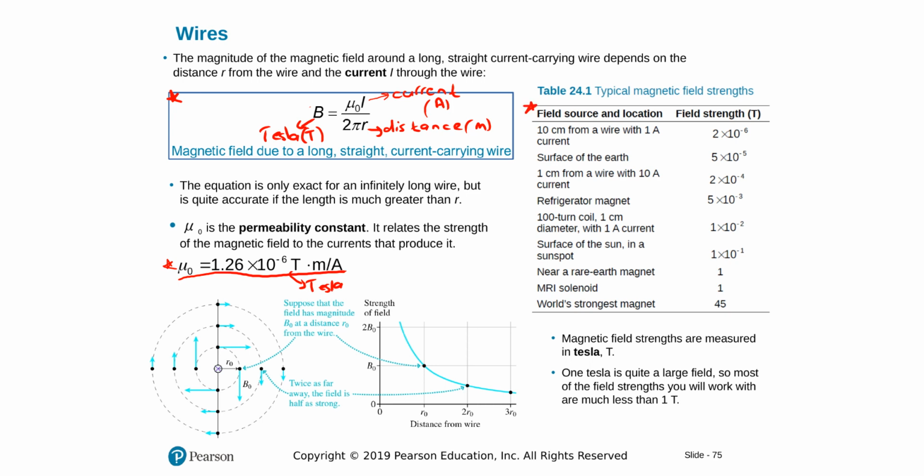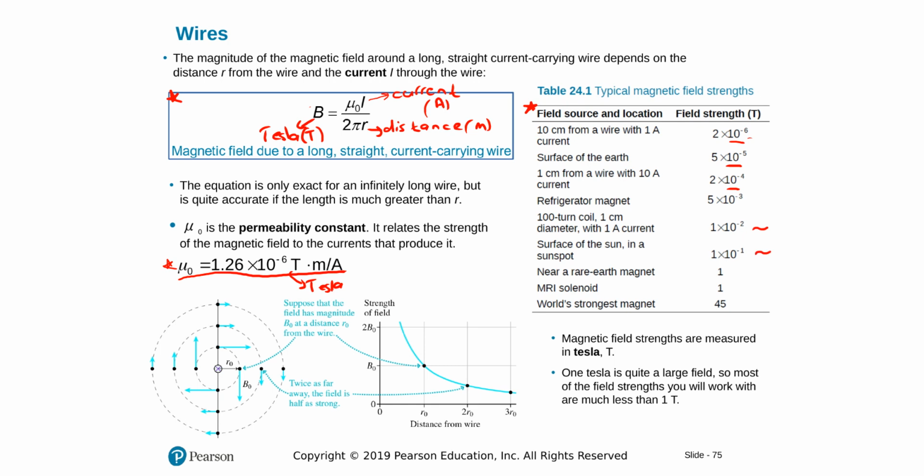This table here nicely lists typical magnetic field strengths. And as you see, they are generally in the millitesla, microtesla range. On the surface of the Earth, it's about 50 microtesla, or 5 times 10 to the minus 5 Tesla. A 100-turn coil is around here.